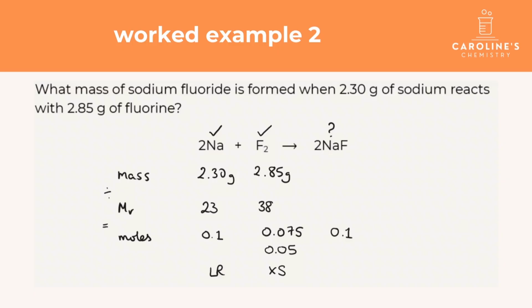So the sodium fluoride MR, we do the 23 for the sodium plus the 19 for the fluorine, and that gives us 42 as our MR. We do our MR times our moles to equal our mass, and that gives us 4.2. If you are A-level, you need to think about significant figures. And both of our bits of data to begin with were 3 sig figs. So the answer is 4.20 grams with the units as our final answer.